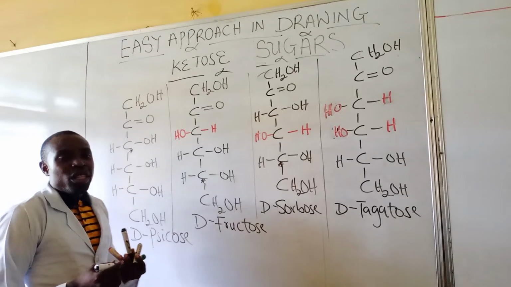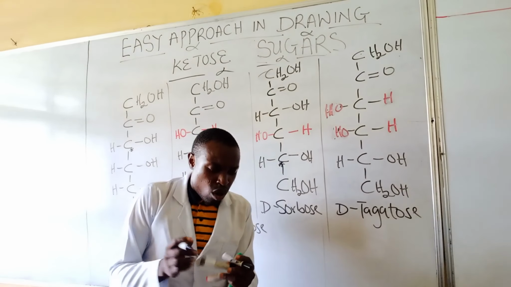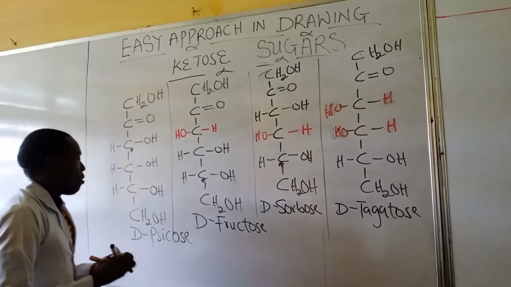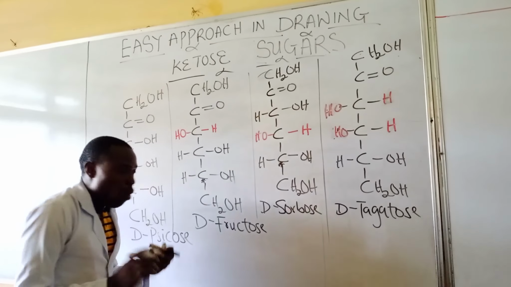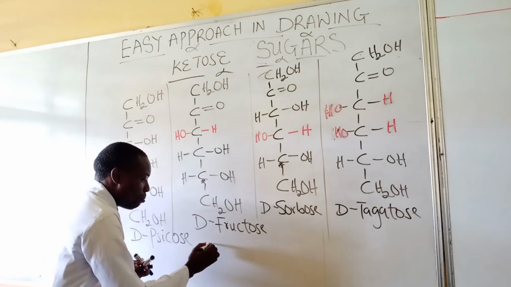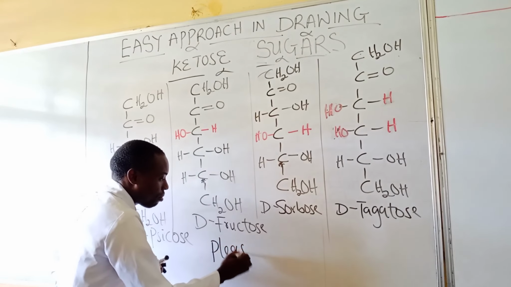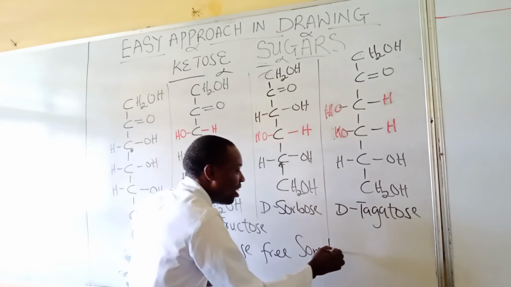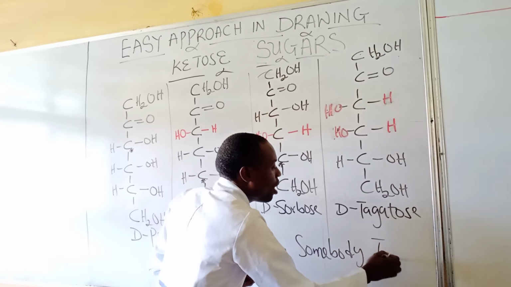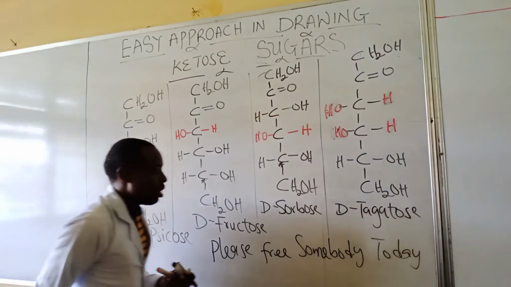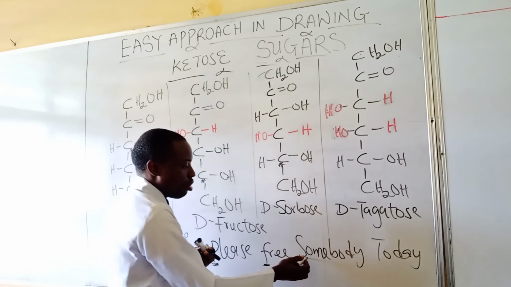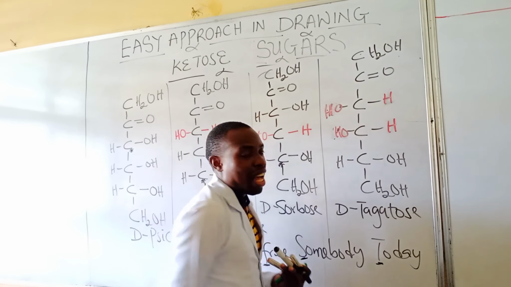This is it. So we then move straight away to a shortcut we can use to represent it. It's very simple. From my own point, you can simply say, "Please free somebody today." So you can easily know it. The P stands for psicose, fructose, sorbose, and tagatose.